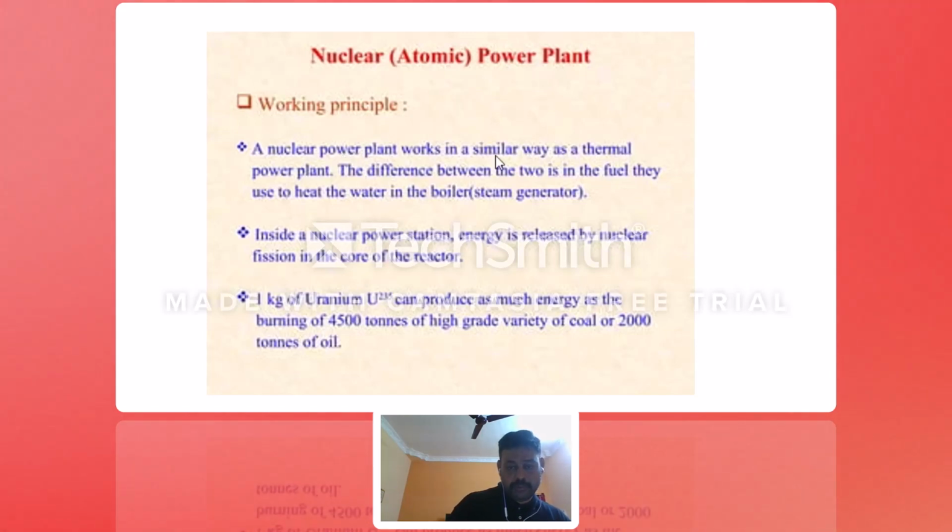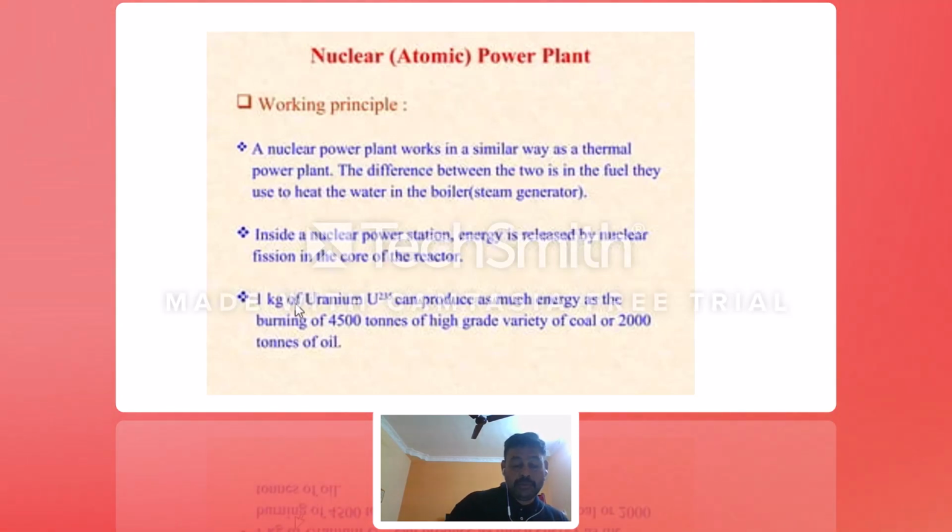A nuclear power plant works in a similar way as a thermal power plant. The difference between the two is the fuel they use to heat the water in the boiler, which is called the steam generator. Inside the nuclear power station, energy is released by the nuclear fission reaction in the reactor core. Here, they are using the fuel called uranium U-235, which produces as much energy as the burning of 4,500 tons of high-grade coal or 2,000 tons of oil.